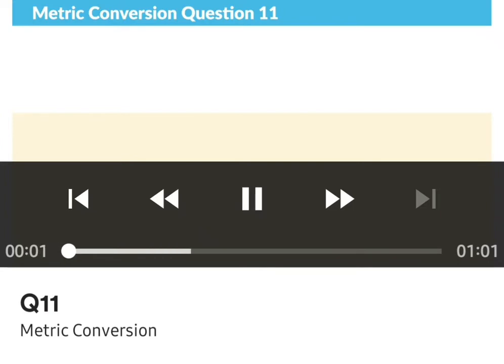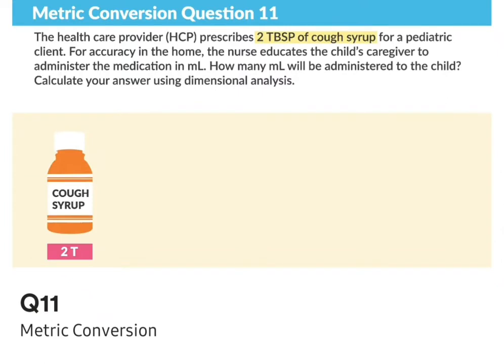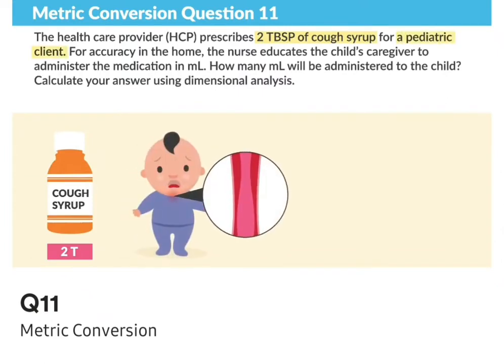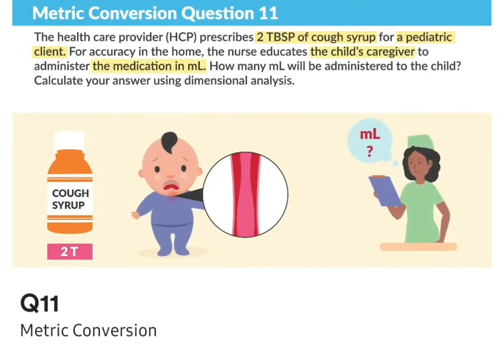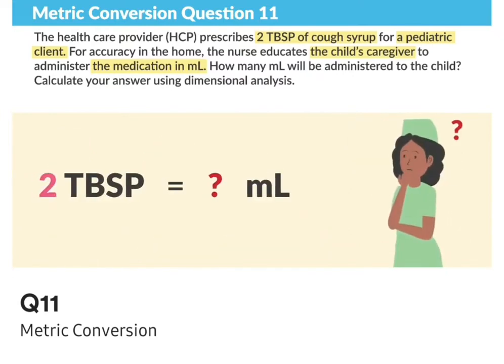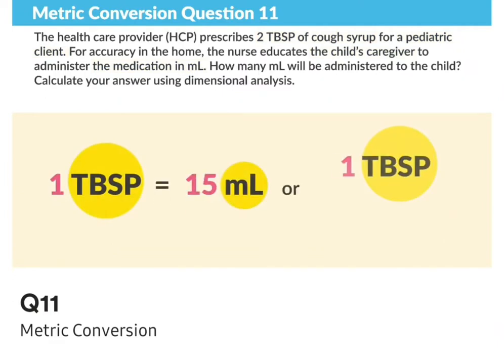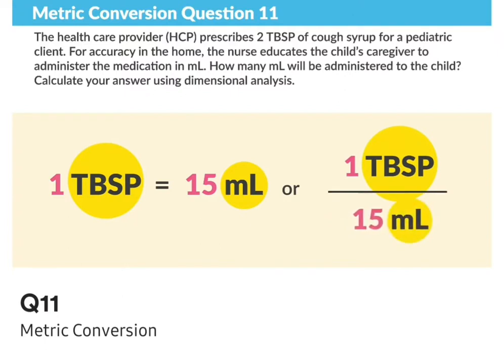Now for the next question. The provider prescribes 2 tablespoons of cough syrup for a pediatric client. For accuracy in the home, the nurse educates the child's caregiver to administer the medication in mLs. So how many mLs will be administered to the child? Now we're going to be using dimensional analysis. So as you know, 1 tablespoon is 15 mLs, or 1 T on top and 15 mLs on the bottom.